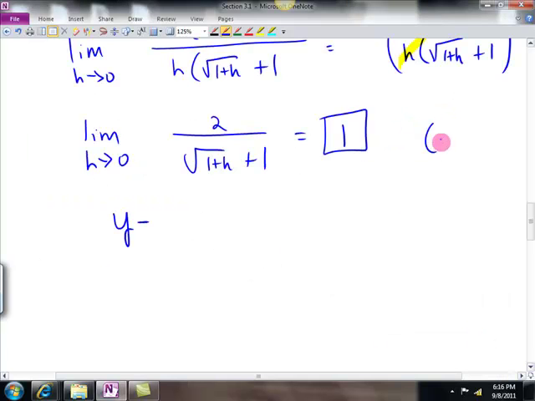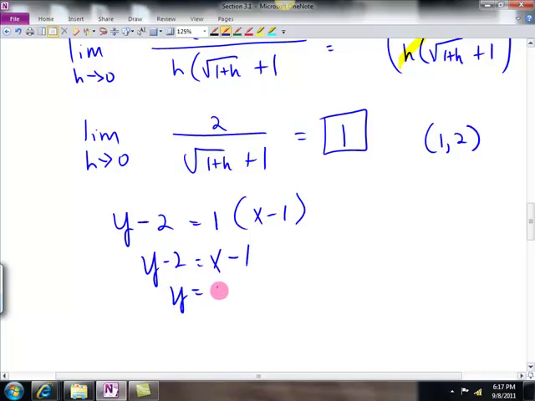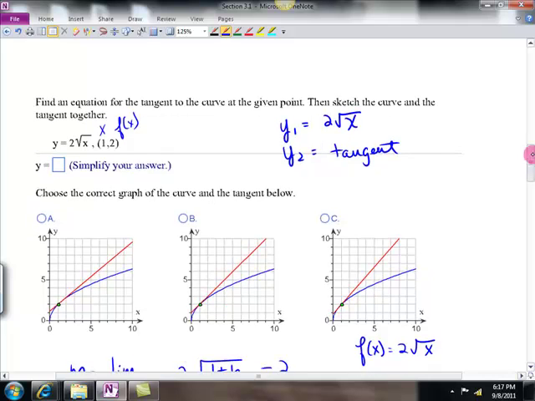Okay. So our point was 1, 2. So it's y minus 2 equals 1 times x minus 1. y equals x plus 1. Now you got to put that in the calculator. So in your y2, did you do that part? Okay, so in your calculator, you're going to go to y1 and you're going to put 2 square roots of x. And in y2, you're going to put x plus 1.